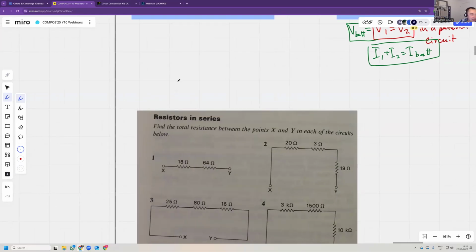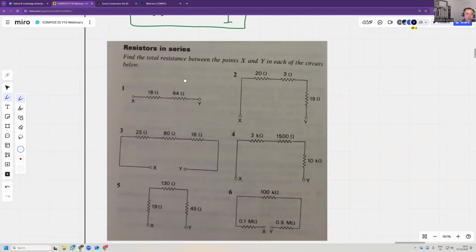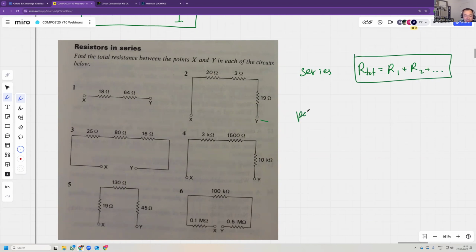And resistance, I remind you, is the voltage divided by the current. It is the voltage you need to apply versus the current that you get. And in a series circuit, the total resistance is equal to R1 plus R2 plus etc. And in a parallel circuit, 1 over the total resistance is equal to 1 over R1 plus 1 over R2 plus etc.